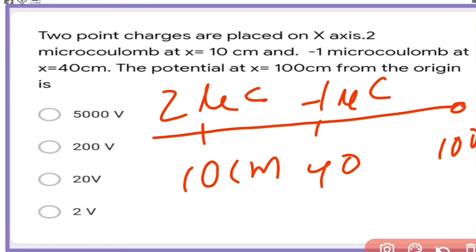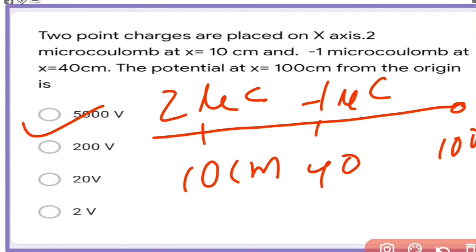So 1 by 4 pi epsilon 0 Q by R. For 2 charges you have to find and just add, that's all. So while doing calculation, this negative sign you have to consider because potential is a scalar quantity. So you have to consider the sign also. So doing calculation you will get 5 into 10 cube volt or 5000 volt is the correct answer.